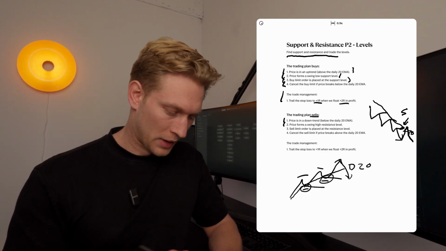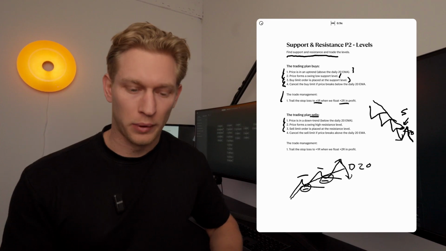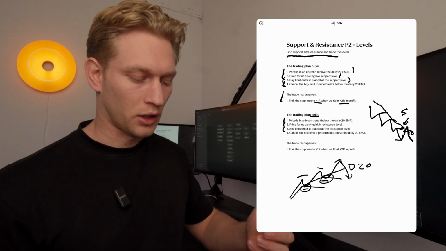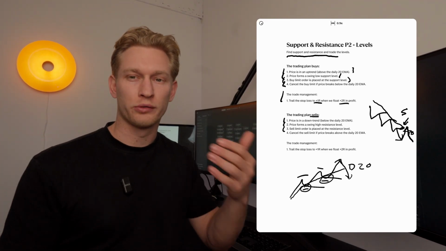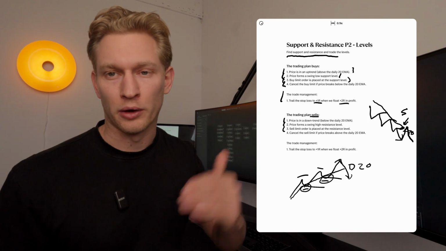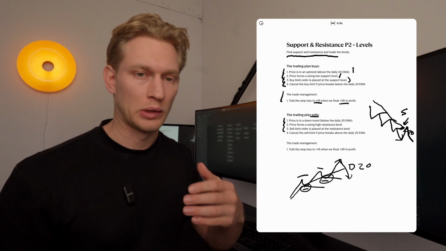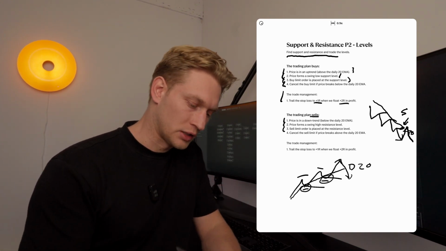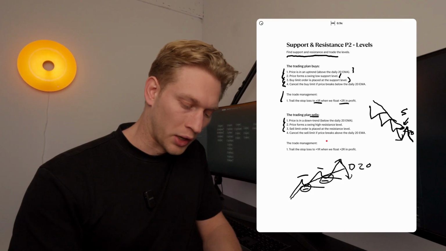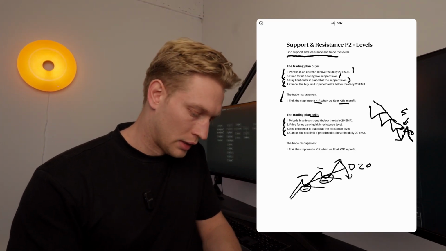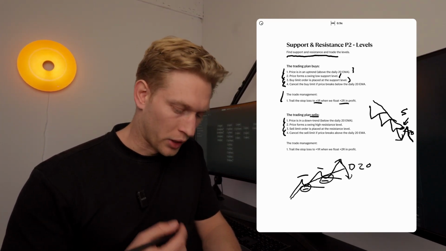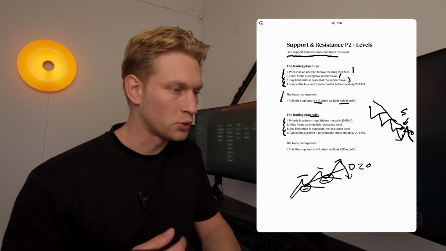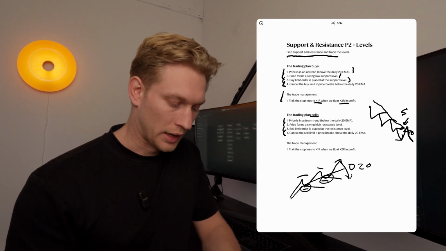Hope it's still clear. And then the same rule applies as with buys, obviously, that if we break above the daily 20, we are not anymore in a bearish trend, we are becoming a bullish trend. We don't want to take any trades. So we cancel the sell limit if price breaks above the daily 20. Management is exactly the same. Buys and sells are managed the same way because we just look at floating profits, and that's it.